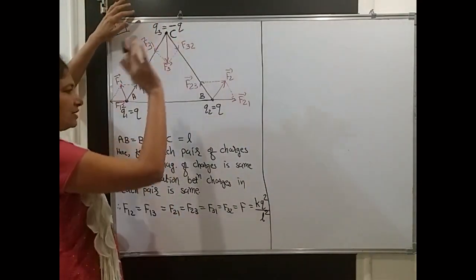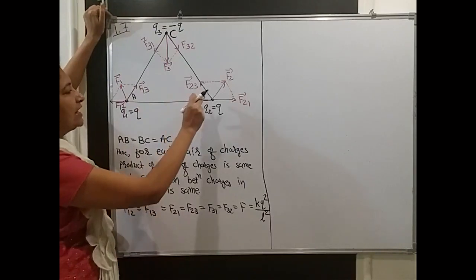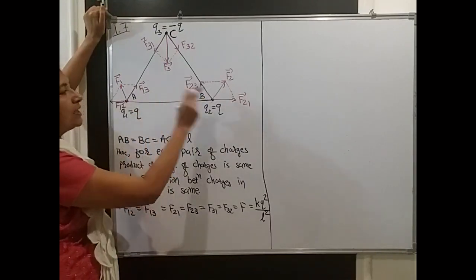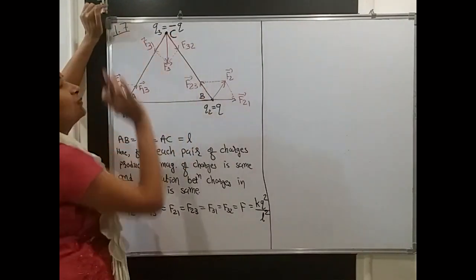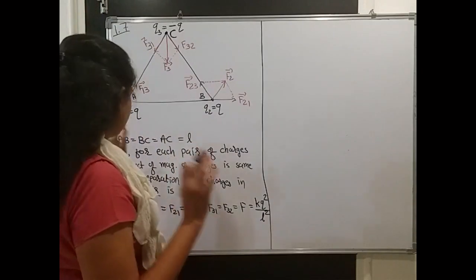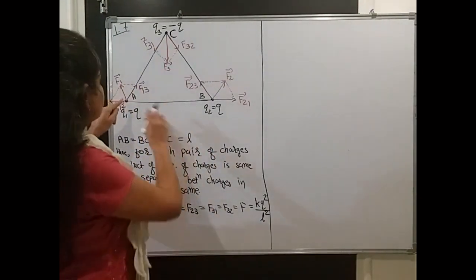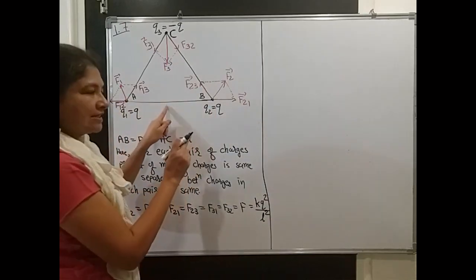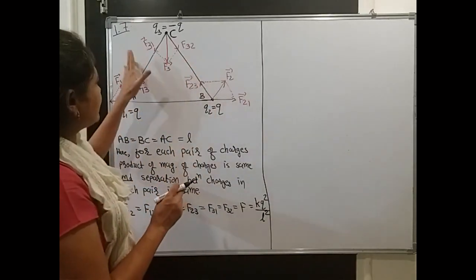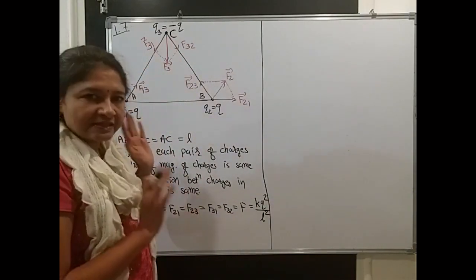In this question you have to find the force acting on each of the charges. Net force acting on Q1, net force acting on Q2 and net force acting on Q3, that we want to find. This is our question, right? Now let us understand. See, the distance between Q1 and Q2 is L. Here the distance is L, here the distance is L. That means the separation between each pair of charges is the same.